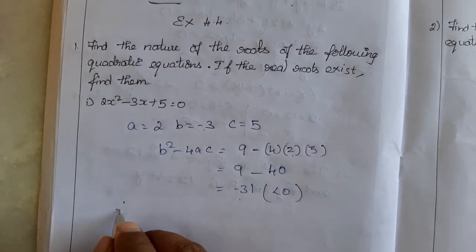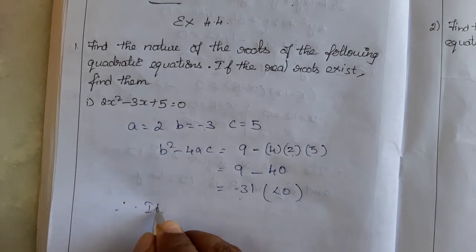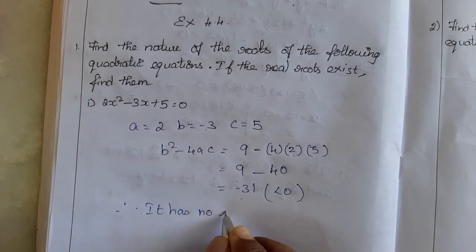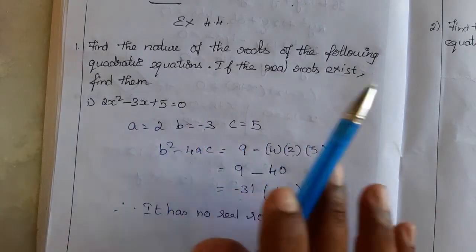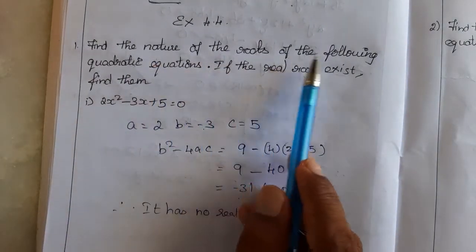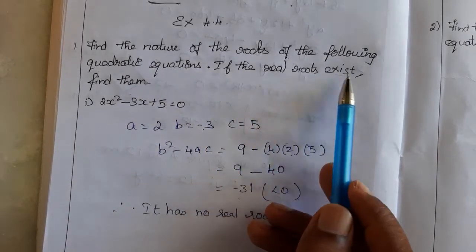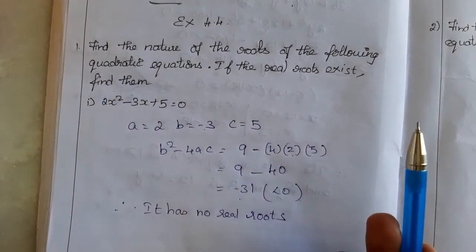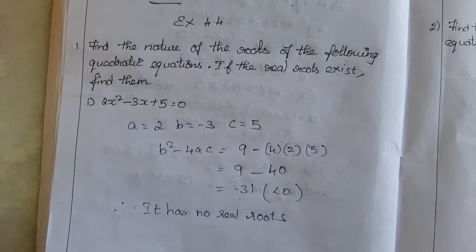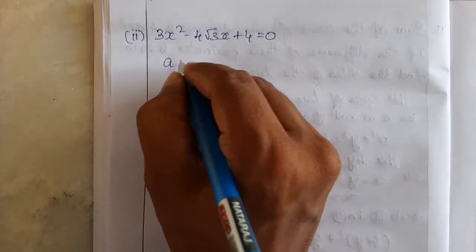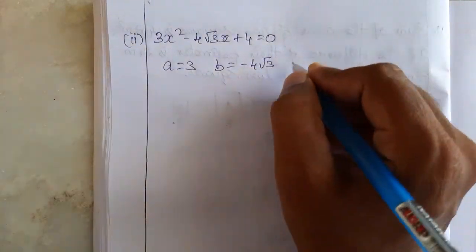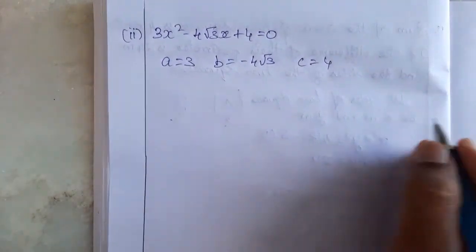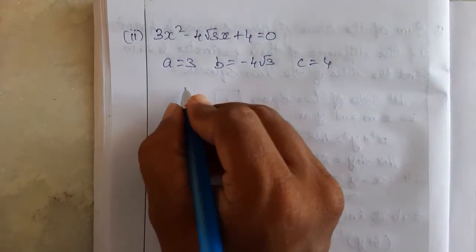So therefore it has no real roots. If there are no real roots, we need not find them. They said find the nature of the roots of the following quadratic, if real roots exist, find them. If they do not exist, we need not find them. Here the next problem, here a is equal to 3, b is equal to negative 4 square root of 3 and c is equal to 4. So we have to find whether real roots exist or not.